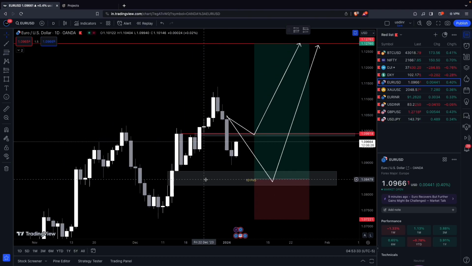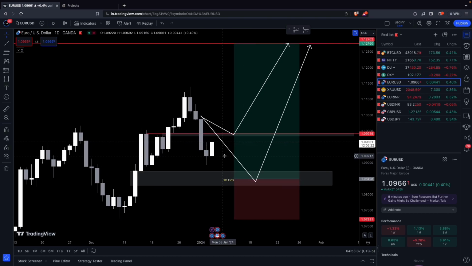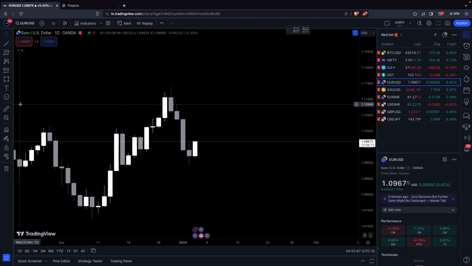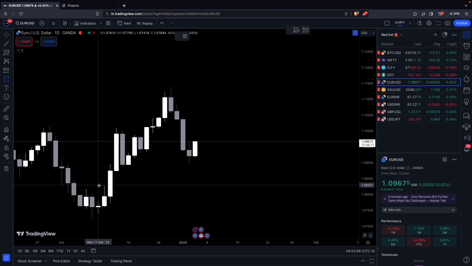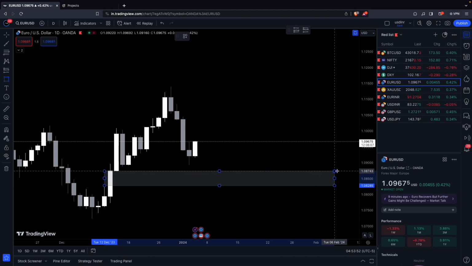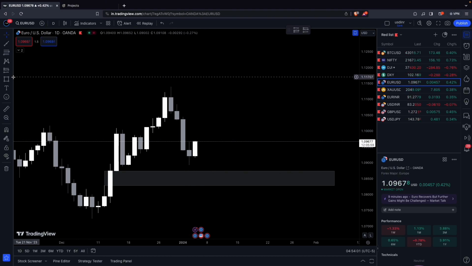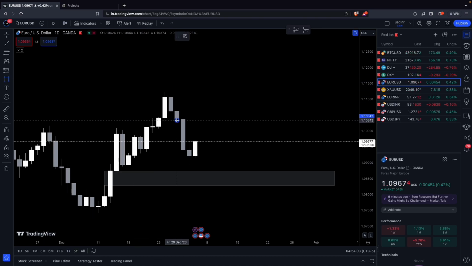Now my analysis still says this stays the same, but there are some changes that I would make over here. For example, let me just remove all of the diagrams over here, right? And let's just mark what is important for now, which is this, right? The daily fair value gap, bullish fair value gap, stays the same. Then we also can see one bearish fair value gap over here, right? So this becomes important for me.